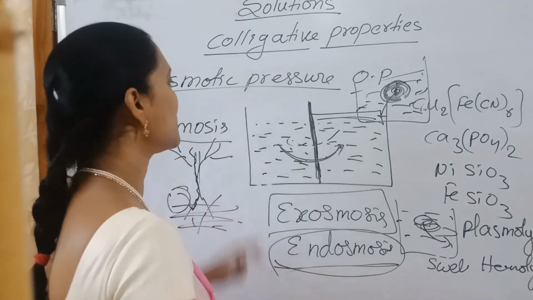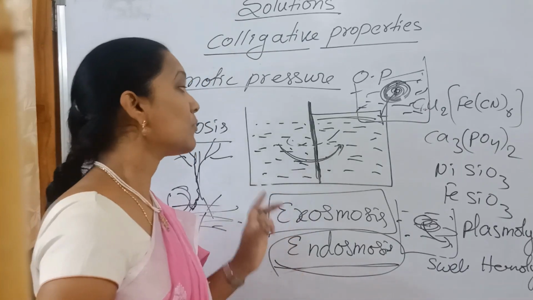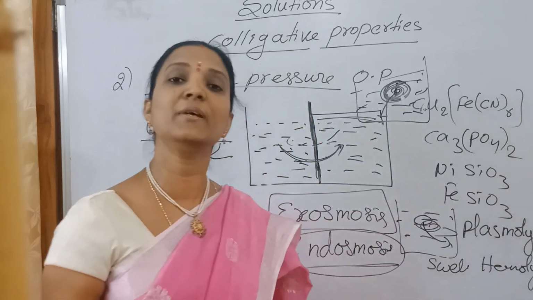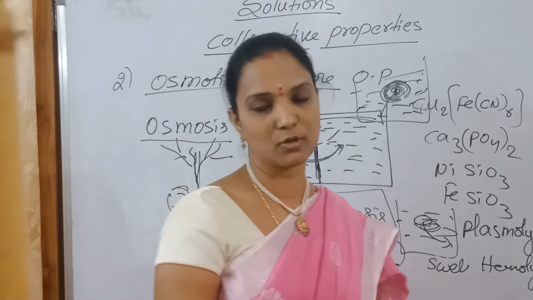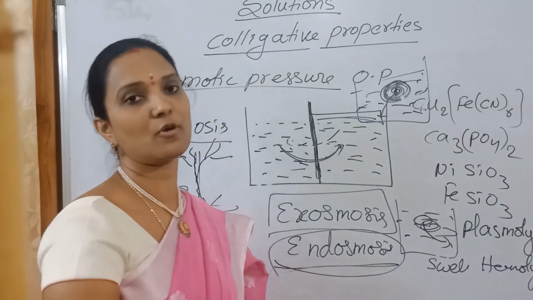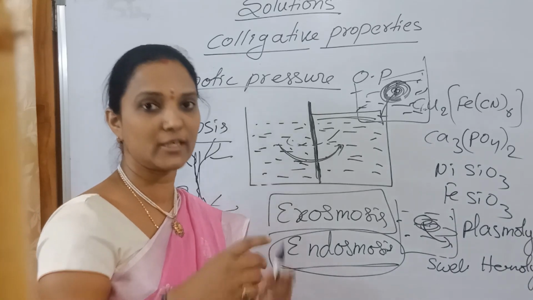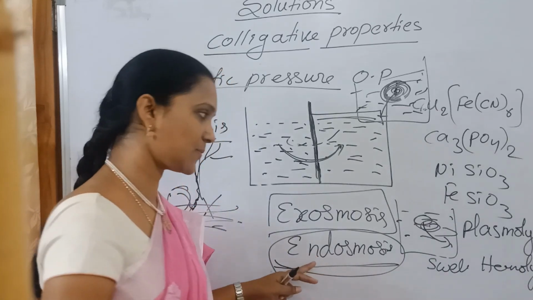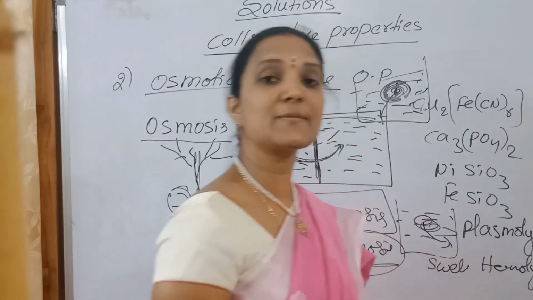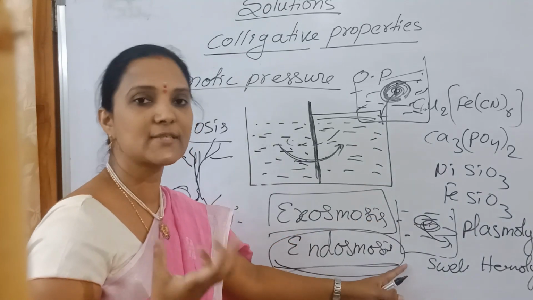Now, osmosis, exosmosis, endosmosis. What is osmosis? Osmosis is the flow of solvent from dilute solution to concentrated solution through a semi-permeable membrane. What is exosmosis? Outward flow of the solvent from the cells. Endosmosis is inward flow of the solvent into the cells. Exosmosis leads to plasmolysis. Endosmosis leads to hemolysis. That is, it shrinks and here it swells.